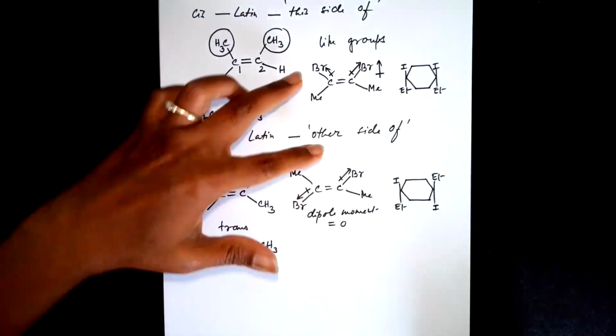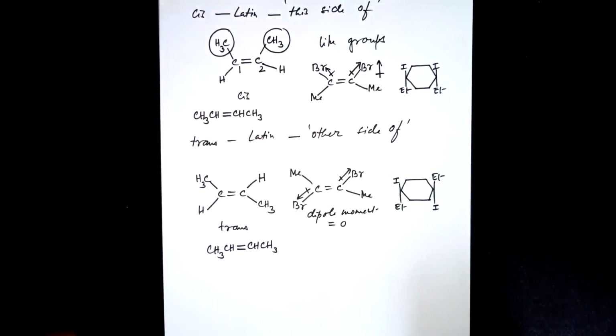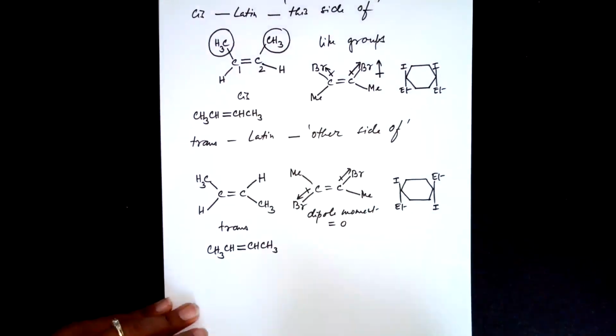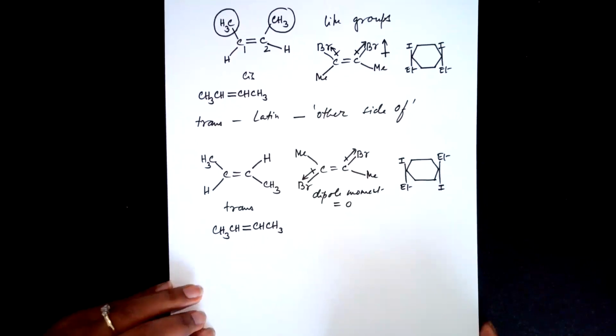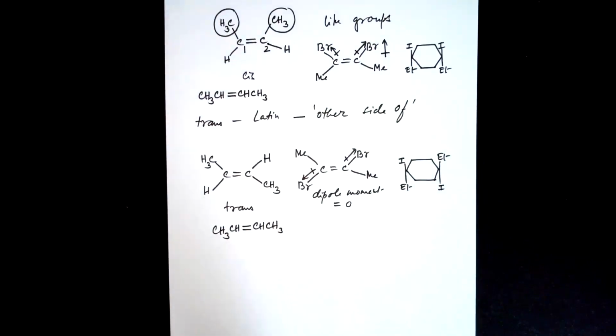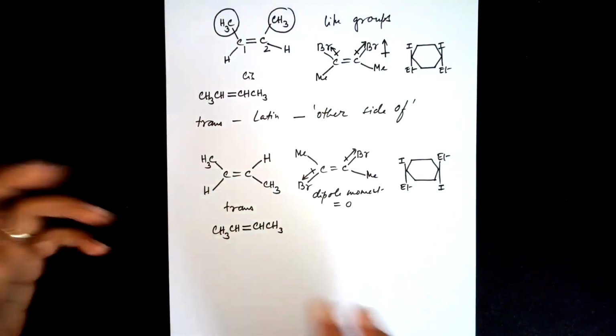So the solubility of these 2 molecules would be different. It could also affect their physical properties. So cis-trans isomerism of a molecule with the same structural formula does matter. It's important.